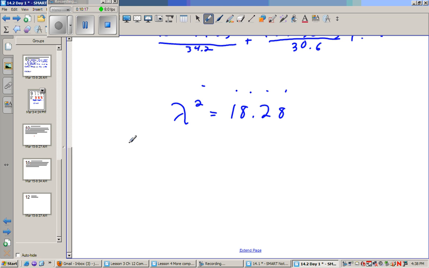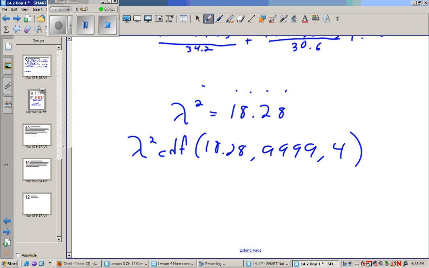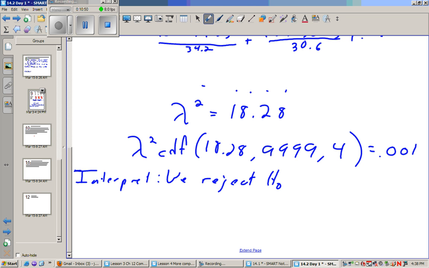Now, once we get our chi-square value, we do the same thing. We put our chi-squared into our chi-squared CDF. We're going to go 18.28 to a very large number. And we use our degree of freedom here, which was 4. And I got a p-value of 0.001. So now we have to interpret this. So since our p-value is low, we reject the null hypothesis because the p-value is low.